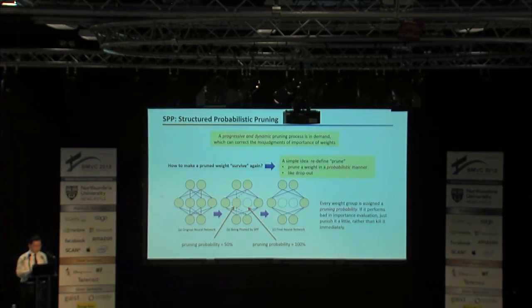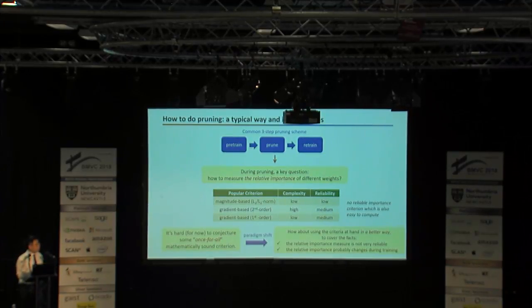So we propose SPP, structured probabilistic pruning, which prunes weight groups in a probabilistic manner. For each training iteration, we assign a pruning probability to each weight group. For example, a 0.5 pruning probability of a weight group means that at this time, there is a 50% chance to prune this weight group, and 50% we retain it. Then we control this probability based on an importance criterion, which is one of the previous ones: L1, L2 norm, or first or second order gradients.